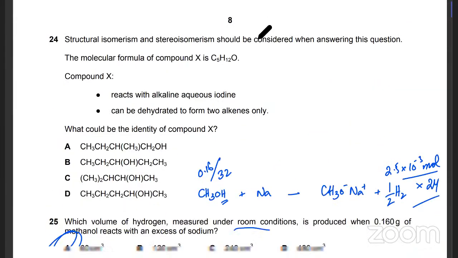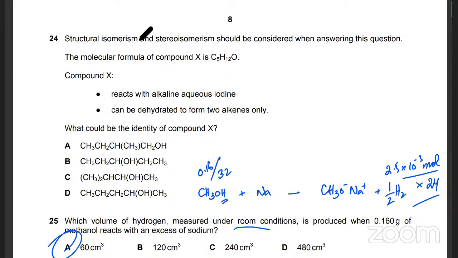So we've got this question now. Structural and stereo isomers both should be considered when answering this. The molecular formula of compound X is C5H12O. The compound X reacts with alkaline aqueous iodine. So that's the iodoform test, which is that it either has CH3C=O and the rest of the molecule, or it has CH3CHOH. So the iodoform test is going to be positive.